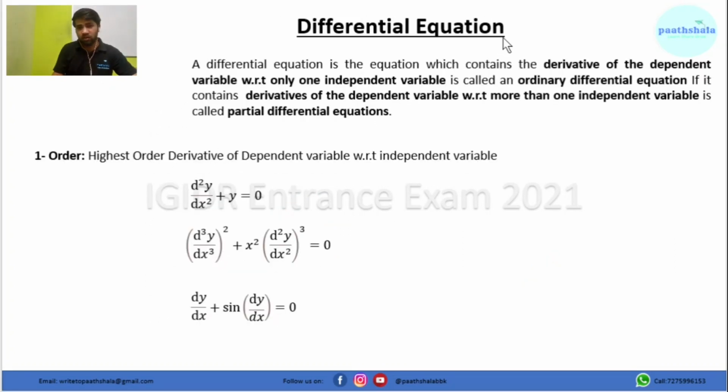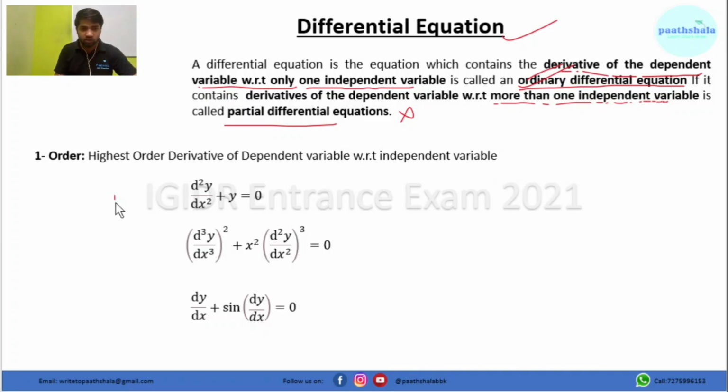So what is a differential equation? It is very important. A differential equation is an equation which contains the derivative of a dependent variable with respect to an independent variable. If it contains a derivative with respect to only one independent variable, it is called an ordinary differential equation. And if it contains derivatives of the dependent variable with respect to more than one independent variable, it is called a partial differential equation. Here I'm not going to discuss partial differential equations, I only discuss ordinary differential equations.